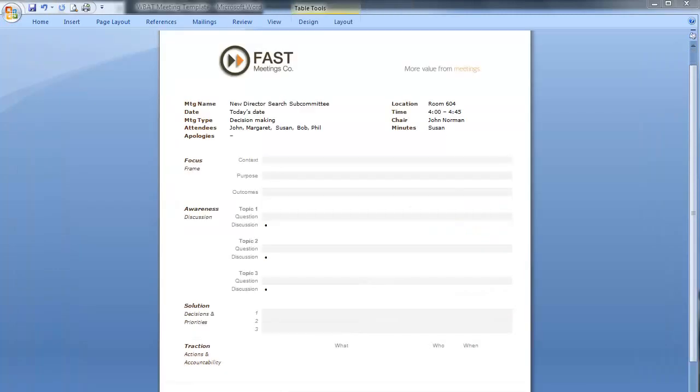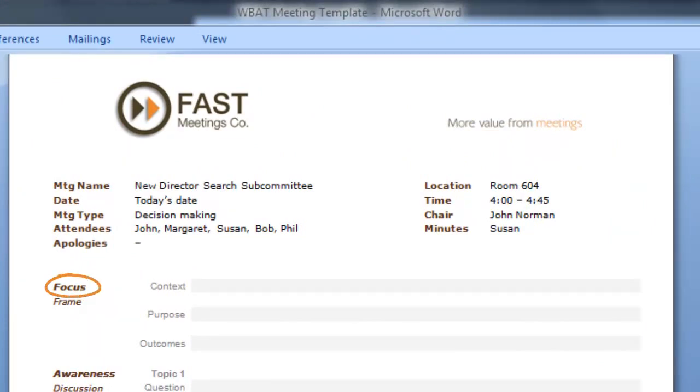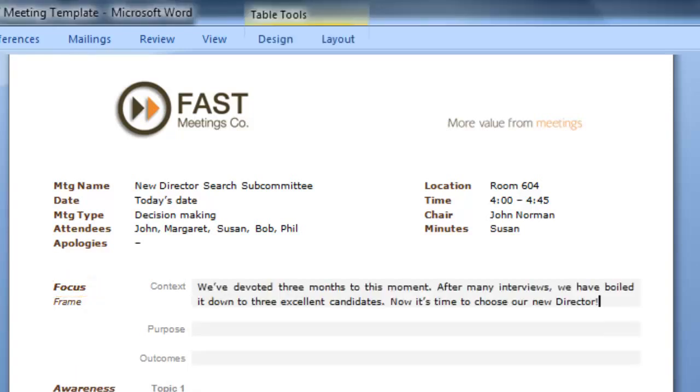The body of the template has been separated into 4 sections that correspond to the 4 natural stages of a good meeting. A fast meeting has focus, awareness, solution and traction stages. The first stage, the focus section, frames the key points of the meeting in a helpful and meaningful way. Context provides your attendees with background information that's relevant to the meeting.